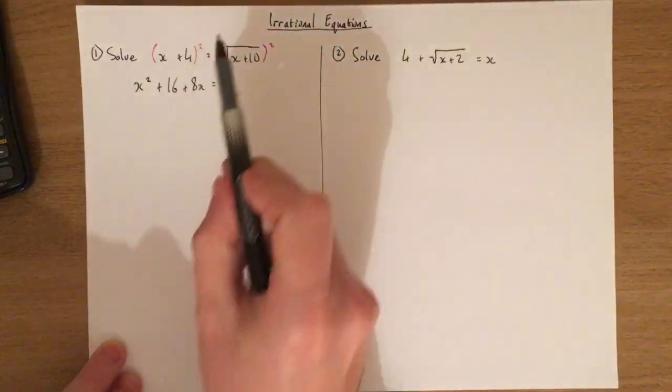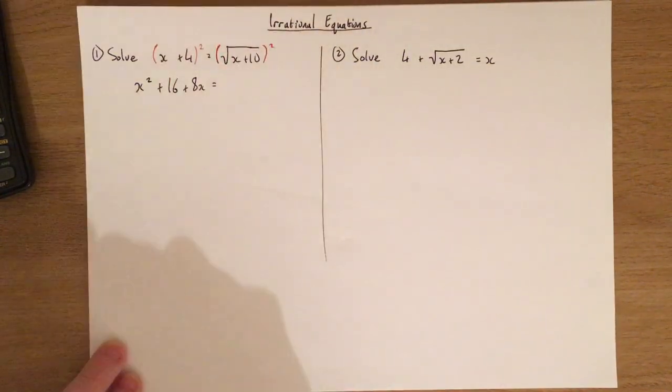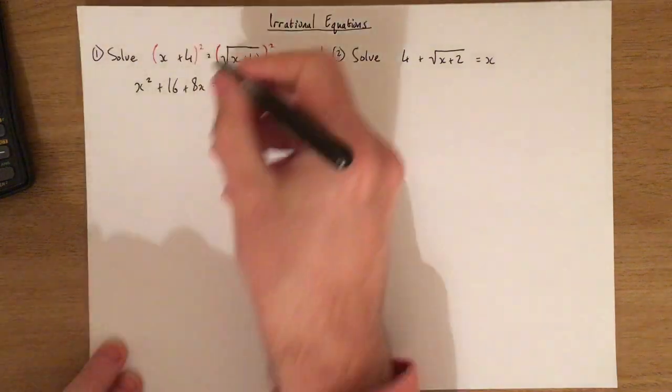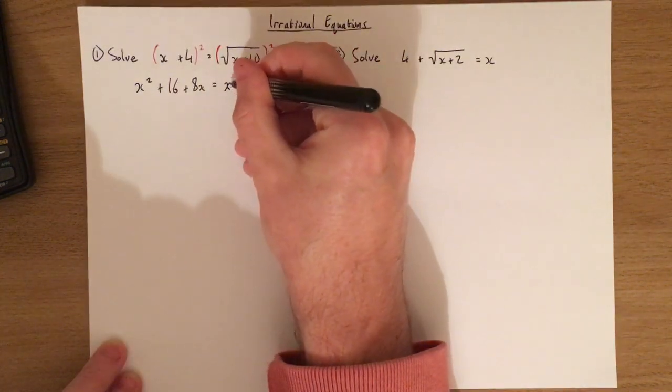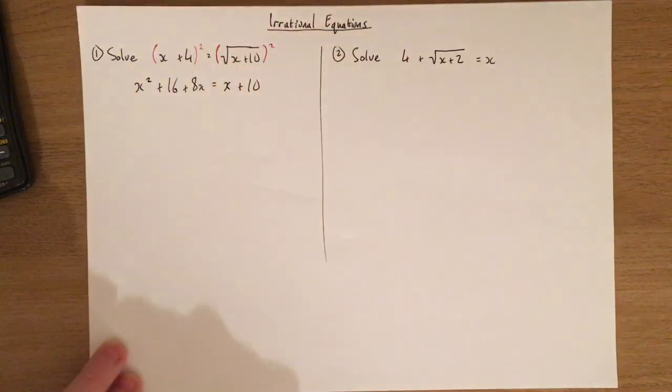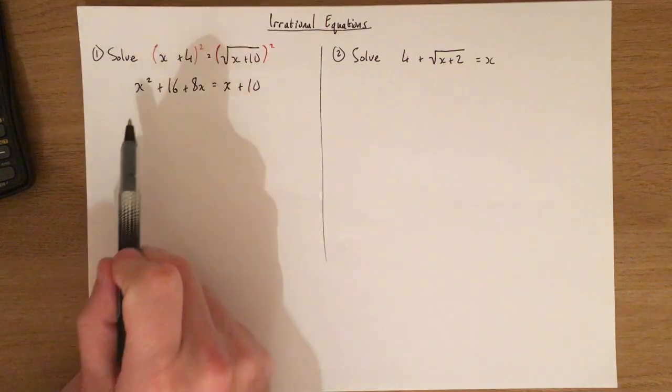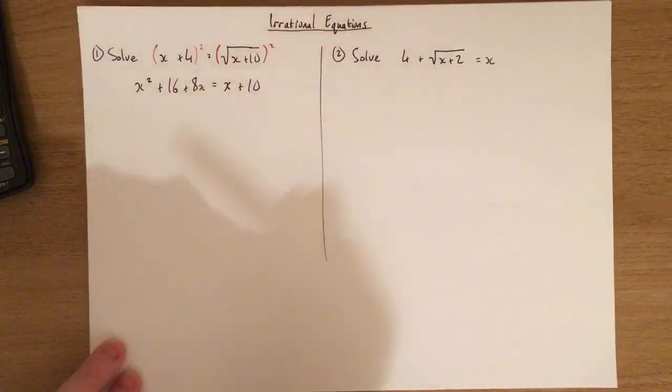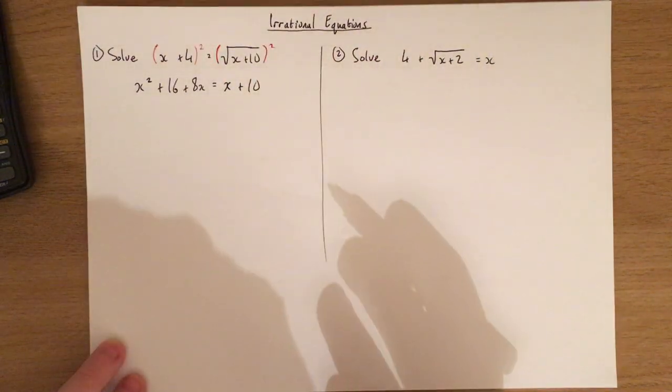On the right-hand side then, the square root and the square cancel each other out, and you're just left with the x plus 10. So that's why we were doing this. We were doing this to get rid of the square root, get the x out from under there so we can solve it now. And if you look at this now, I've got x squared, I've got x's, I've got numbers, it's going to be a quadratic to solve it.